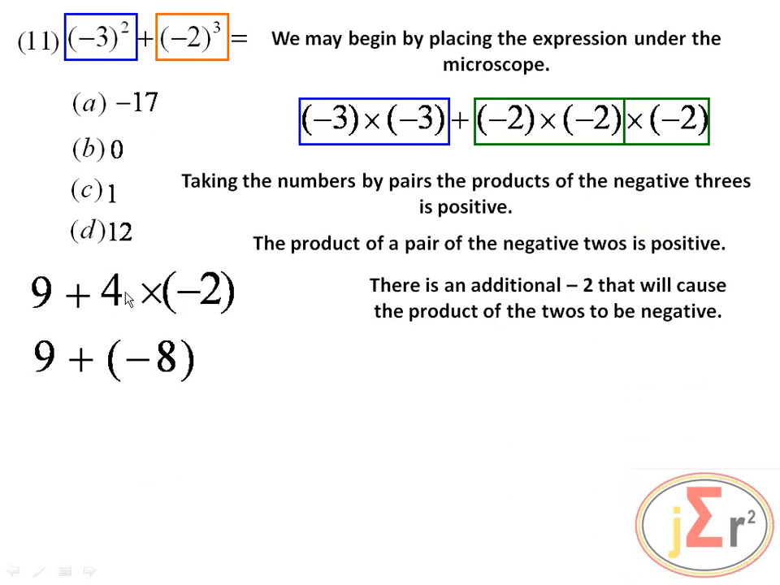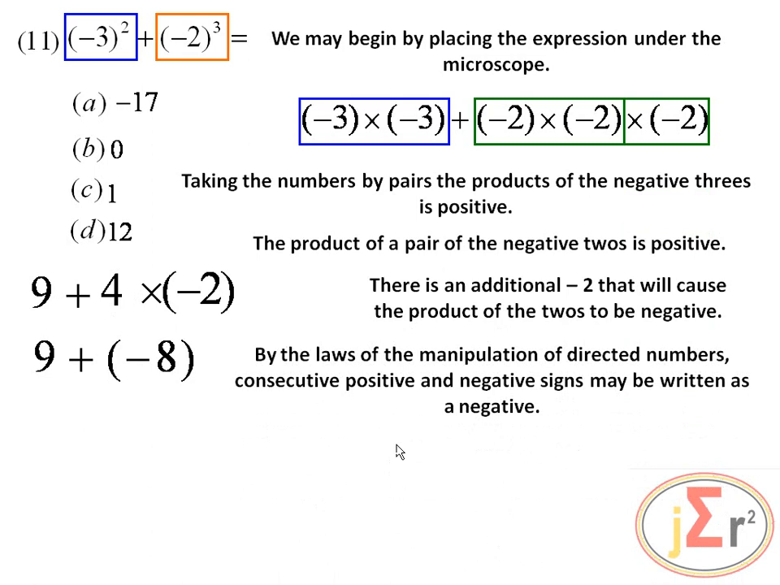So what do we do? 4 multiplied by negative 2 is negative 8. By the laws of the manipulation of directed numbers, consecutive positive and negative signs may be written as a negative. So when we have a pair of consecutive signs, if they are different, we will replace them with a single negative sign. So we will have 9 minus 8, and of course that is equal to 1. And our correct answer is 1, and that is represented by option C.